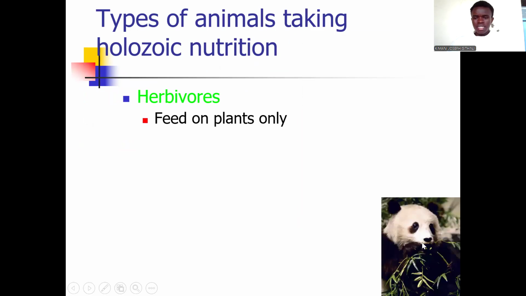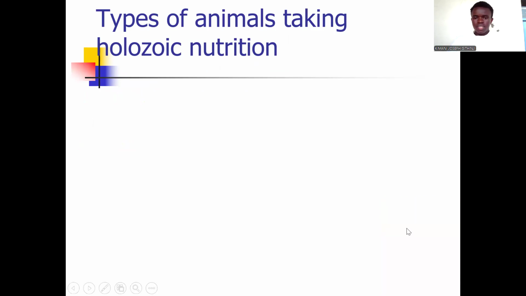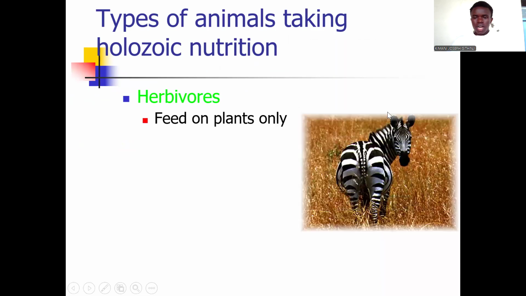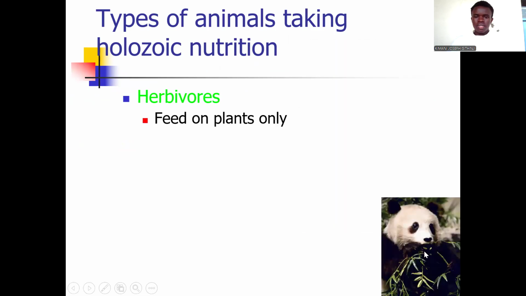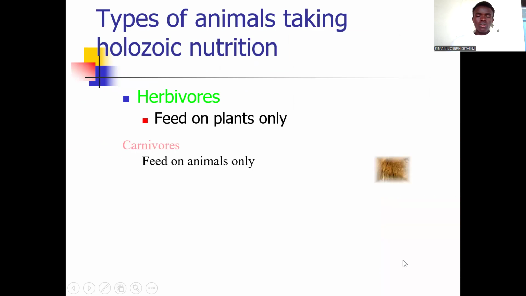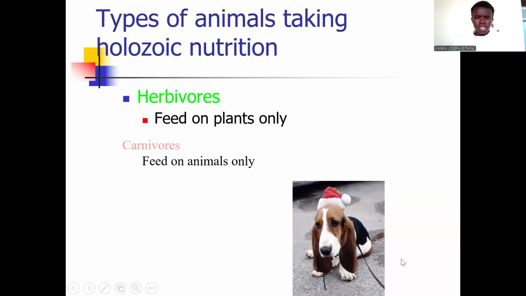Herbivores, you've seen those animals that feed on plants, including, let me show you once more, the cows, the zebras, and so on. And now talk of carnivores, they're also of the Holozoic nutrition. Carnivores feed on animals only or feed on flesh. The dog is a carnivore. We can talk of just carnivores, the leopards, basically the cat family.